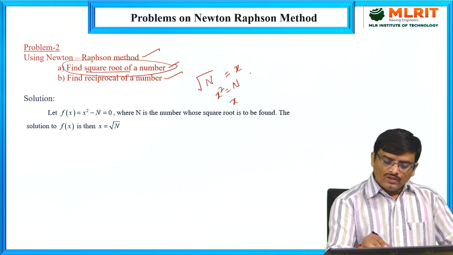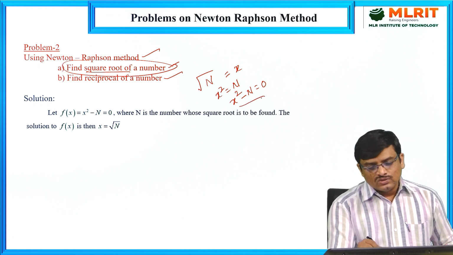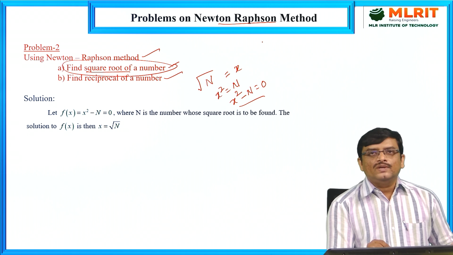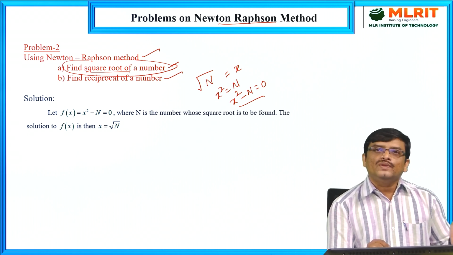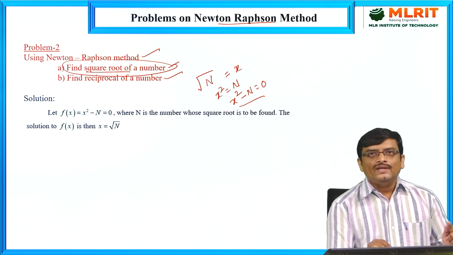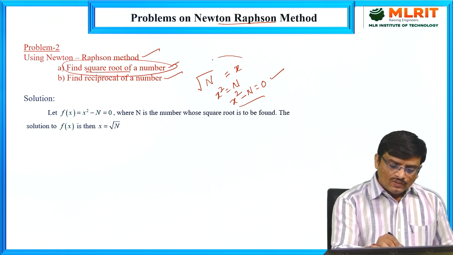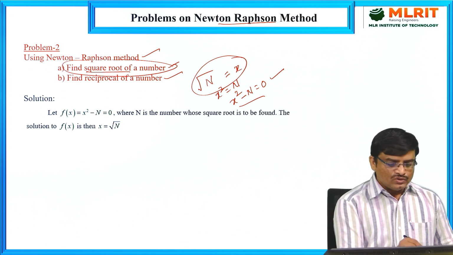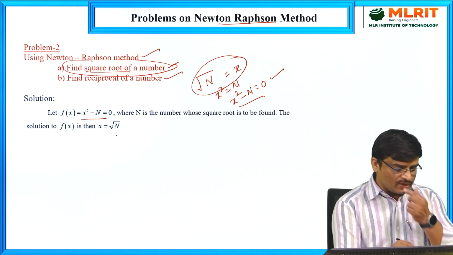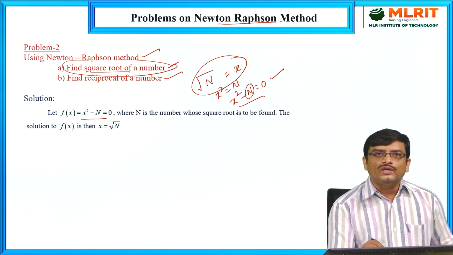Now convert this into an equation: x square minus n is equal to 0. Why are we doing this? Whenever we want to apply the Newton-Raphson method, it is useful to find the root of an equation. So before applying Newton-Raphson, we need some equation here. Because of this, we have considered the square root of n is equal to x. From this we got an equation, so f of x is equal to x square minus n, where n is the number for which you are going to find the square root.